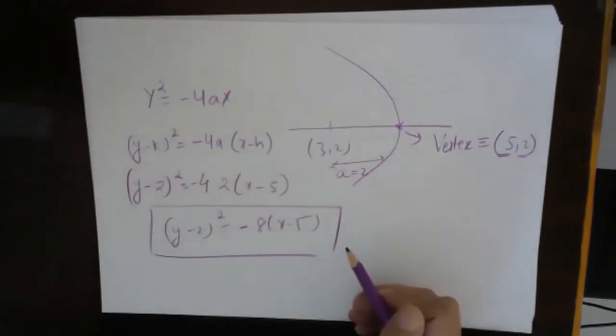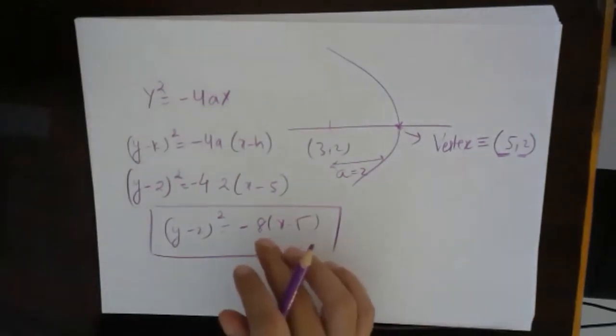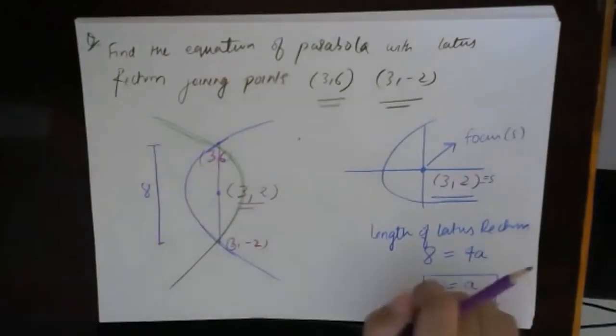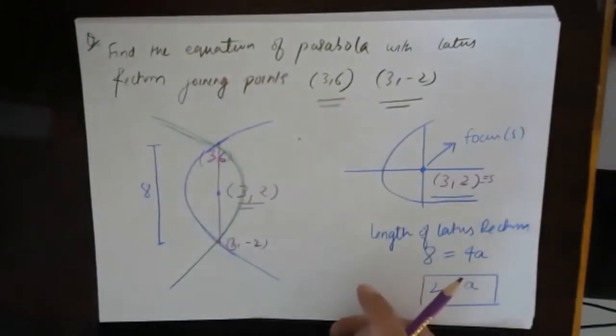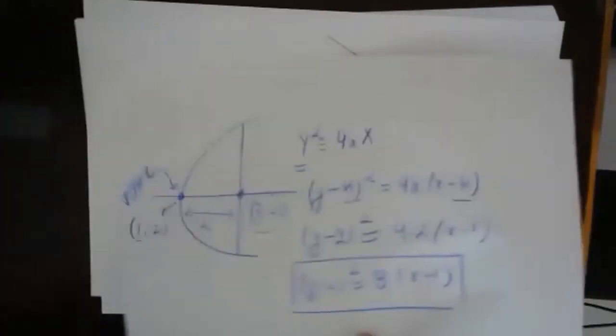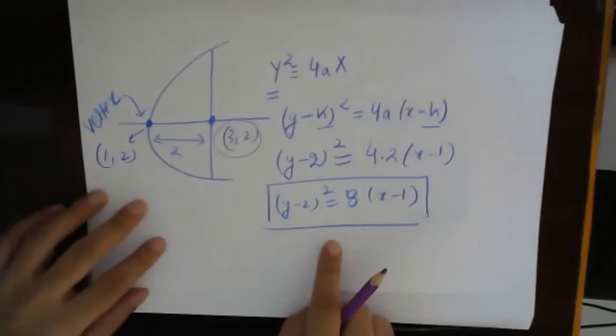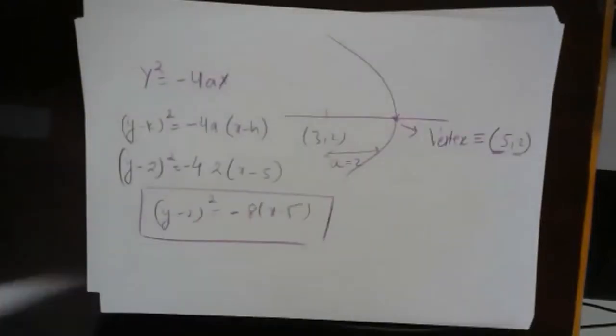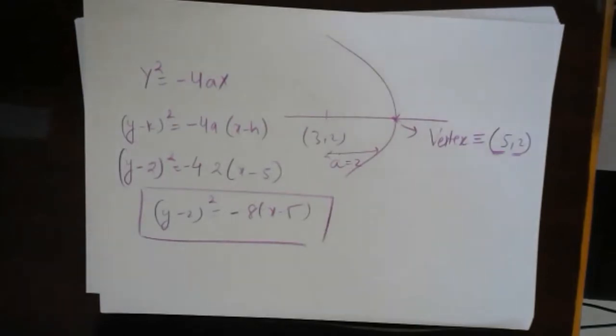So basically the given question was this. Using this information, we have to get two different equations of the parabola. One equation of the parabola is this, and the other equation of the parabola is this. Just check this one out, then we'll move on to the next question.